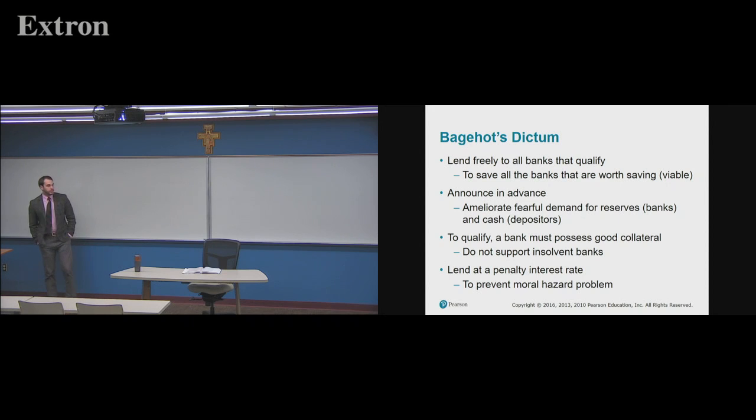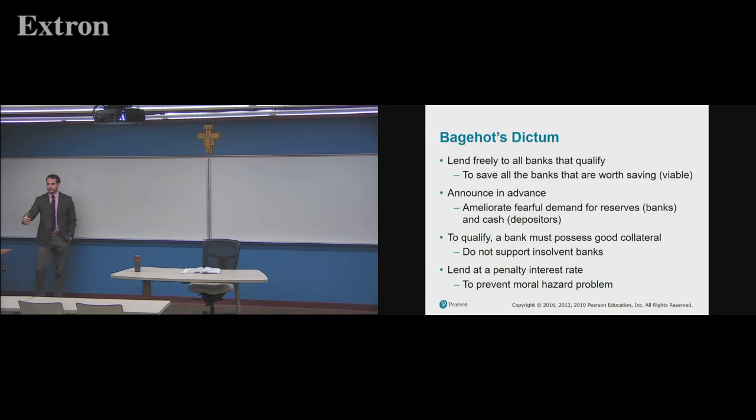So first he said, lend freely to all banks that qualify. It was the Bank of England's job to lend to anyone that was worthy of getting a loan. So we're saving banks that are worth saving. We're not saving banks that are insolvent, whose assets are not enough to cover their liabilities. It's not rewarding banks. It's not creating moral hazard by just bailing them out when they're unable to continue operating.